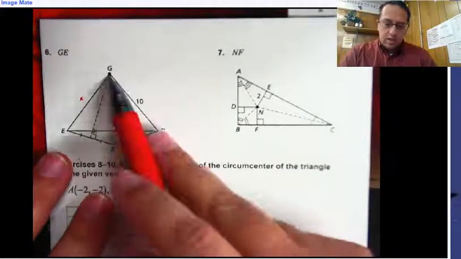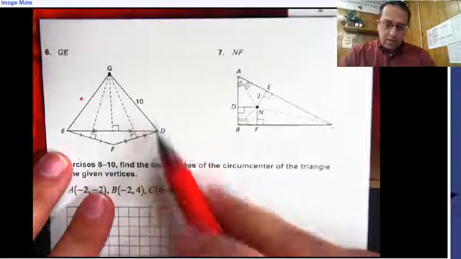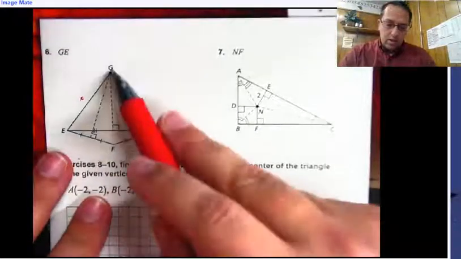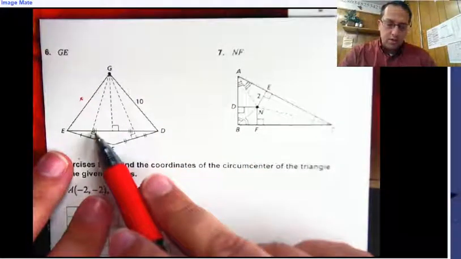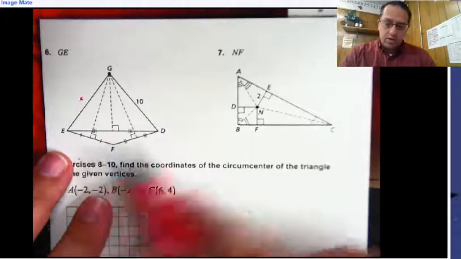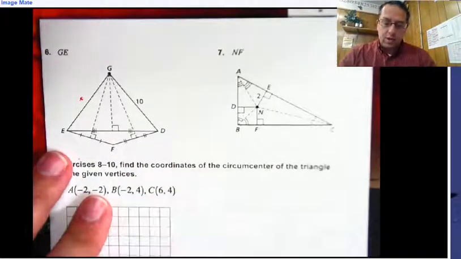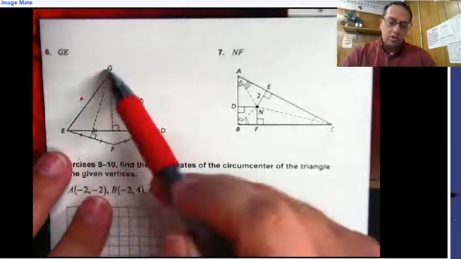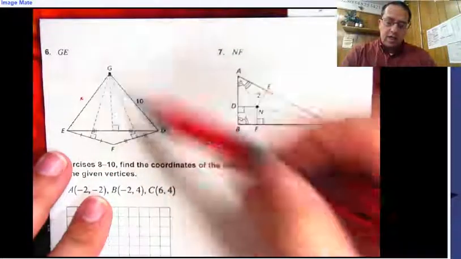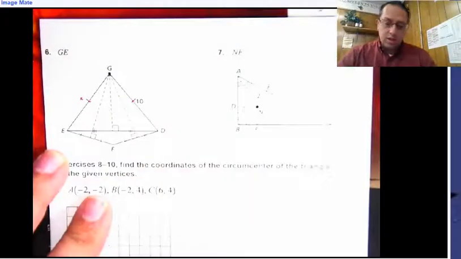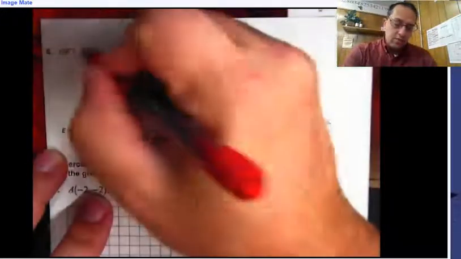GE is there. Let's see, there's G. We have a 10 over here, and you see how we can use it. Let's see, ED. Well, look at this. This segment here is perpendicular, and it is a bisector. It is also on the perpendicular bisector there, perpendicular bisector there, which means it is equidistant from all the vertices. So the distance from G to E is the same as the distance from G to D. These two are congruent, and so GE equals 10.